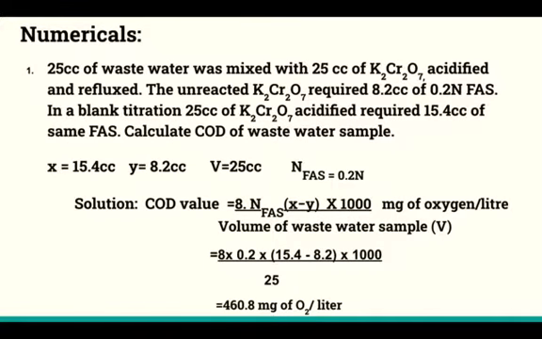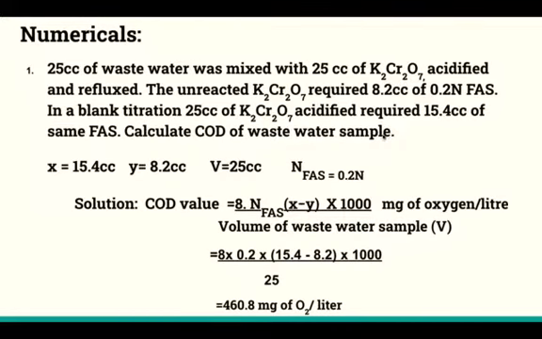Now let us do one numerical. 25 cc of wastewater was mixed with 25 cc of potassium dichromate, acidified and refluxed. The unreacted potassium dichromate required 8.2 cc of 0.2 normal FAS. In the blank titration, 25 cc of potassium dichromate acidified required 15.4 cc of the same normal FAS. Calculate COD of the wastewater sample.